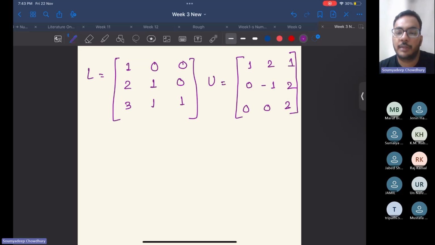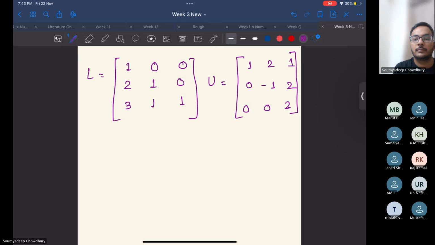So what is the basic algorithm? We will find out U matrix by your Gaussian elimination technique, which I have described earlier. Once you get U, you know L into U is equal to the coefficient matrix, which is A. So from that, by comparison, we can easily find out your L matrix. Is this clear? Any confusions? Yes, sir. Okay. So now you have your L and U matrix.